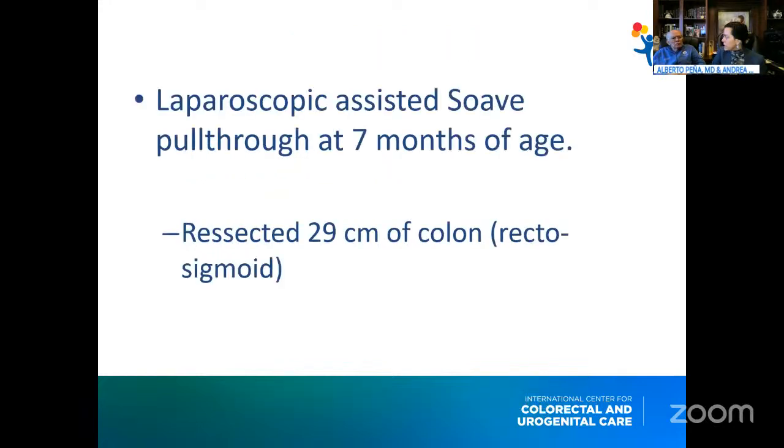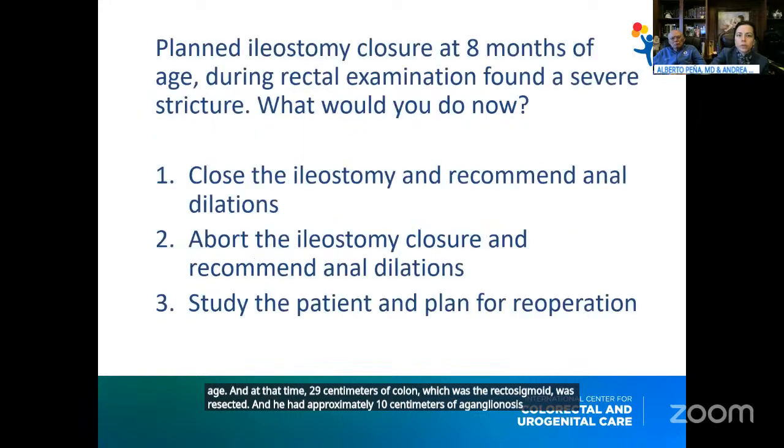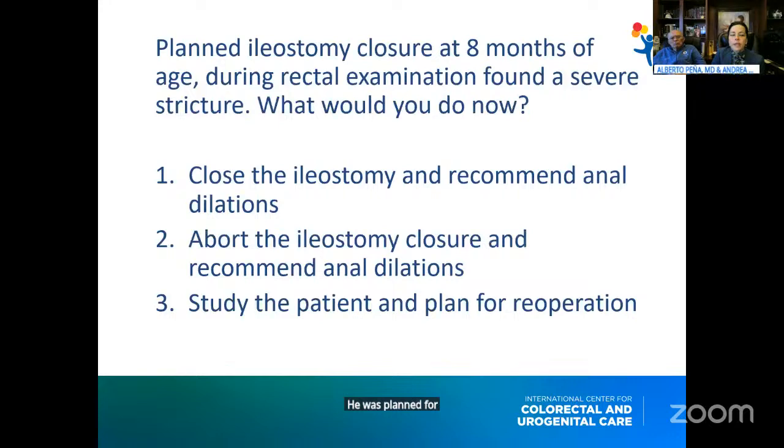Was not biopsied. So patient underwent a laparoscopic assisted Soave pull-through at 7 months of age. And at that time, 29 centimeters of colon, which was the rectosigmoid, was resected. And he had approximately 10 centimeters of aganglionosis, then a little bit of transition zone. He was planned for ileostomy closure at 8 months of age.